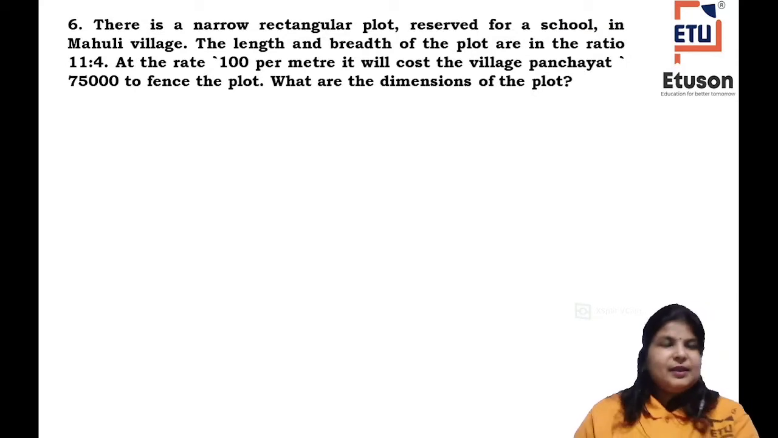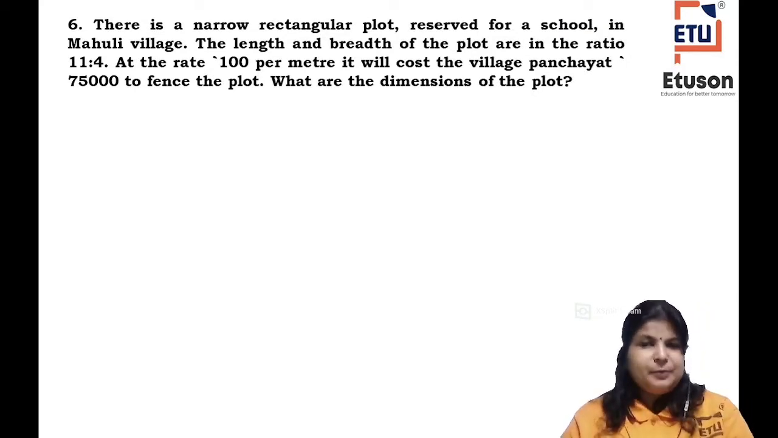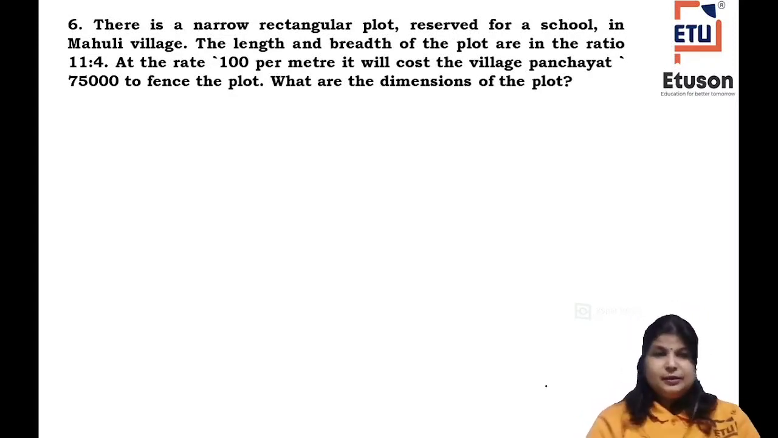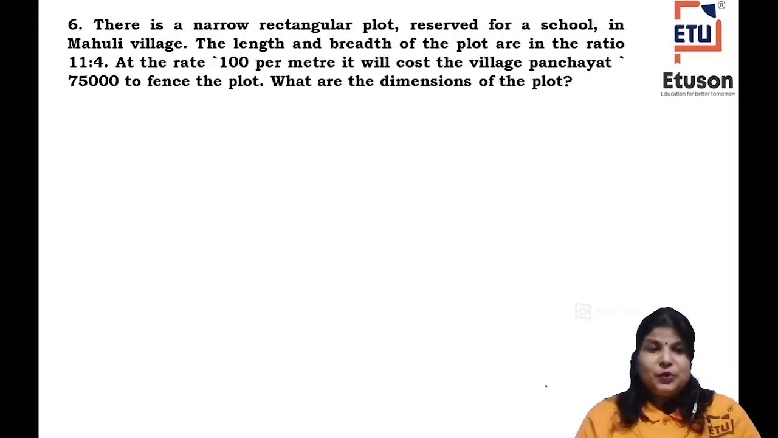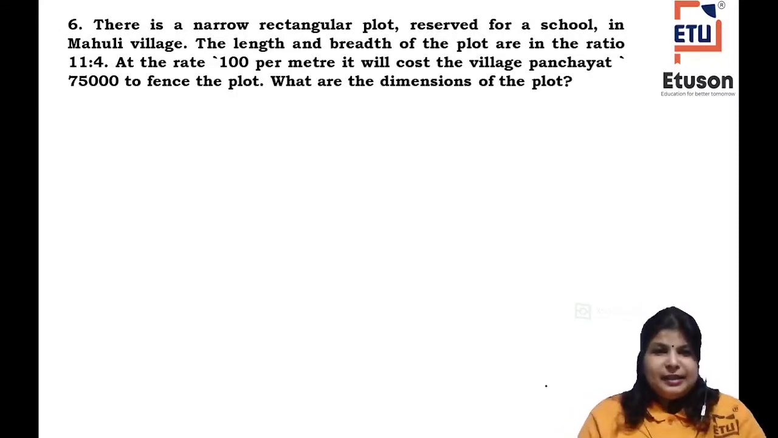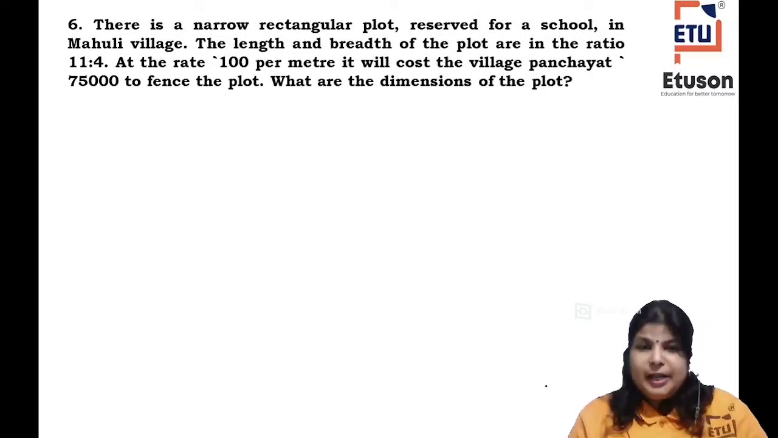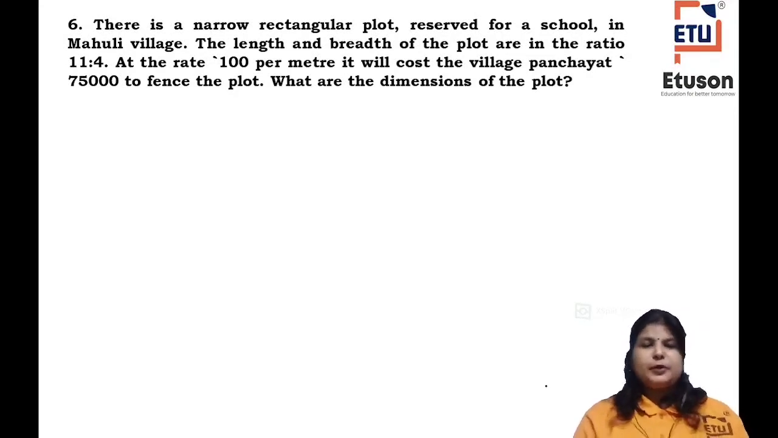There is a narrow rectangular plot reserved for a school in Mahuli village. The name of the village is interesting. Correct, right? There is a narrow rectangular plot reserved for a school in Mahuli village. The length and breadth of the plot are in the ratio 11:4. At the rate of 100 per meter, it will cost the village panchayat 75,000 to fence the plot. What are the dimensions of the plot?